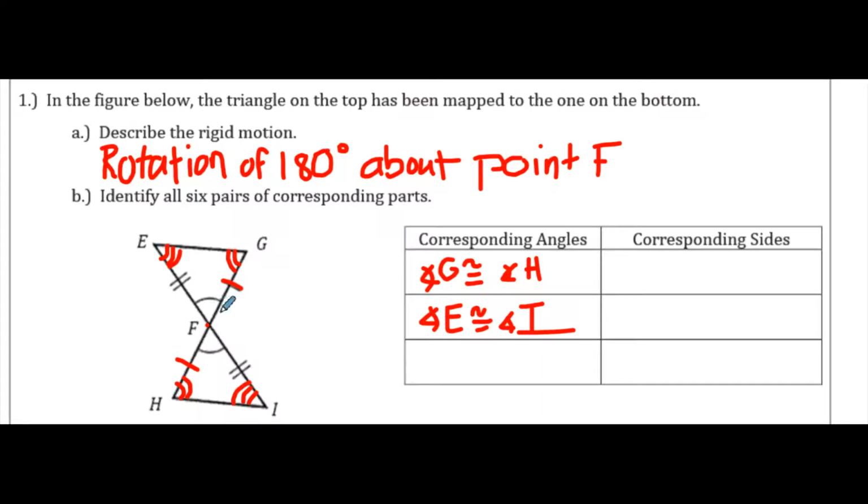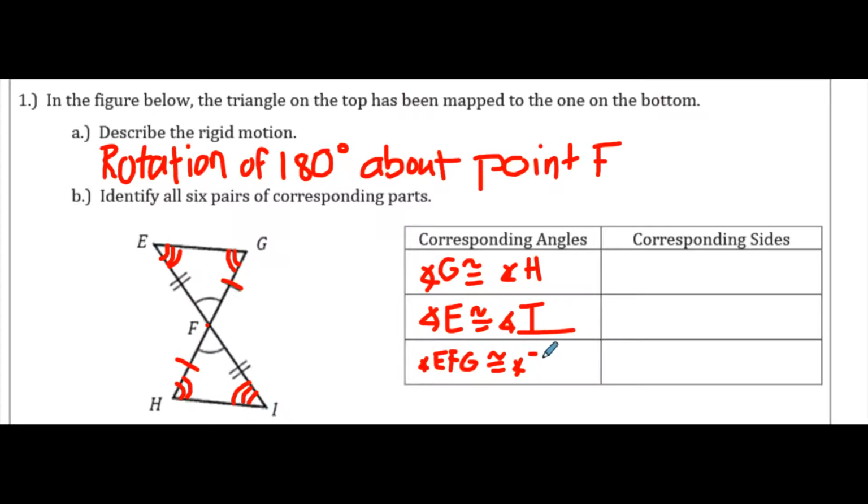So let's do the top one first. Angle EFG. Can't use just one letter and call it F, because how do I know if you say F if you're talking about the top one or the bottom one? So angle EFG is congruent to, okay, now we have to do this carefully here, ready? You have to do the rotation after each one. So the first letter we wrote was E. Where does E rotate to after 180?